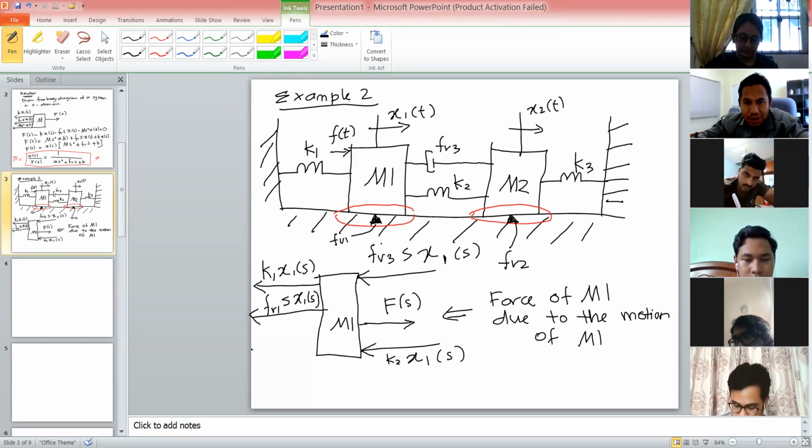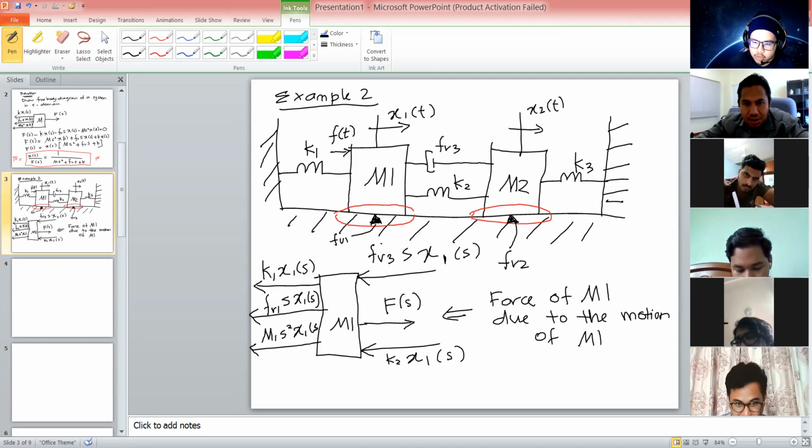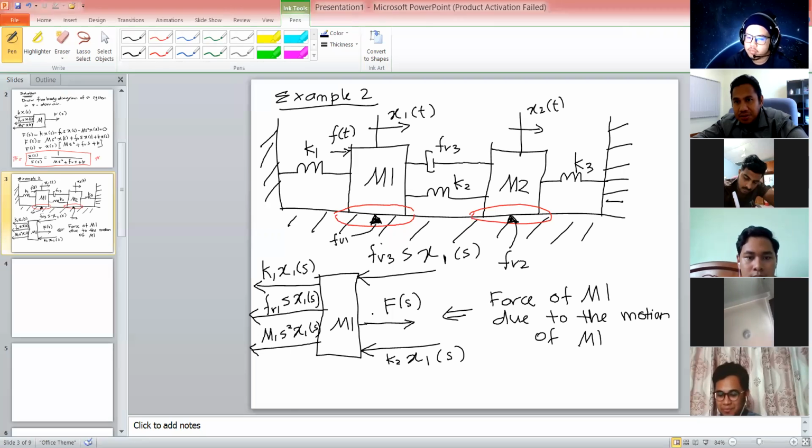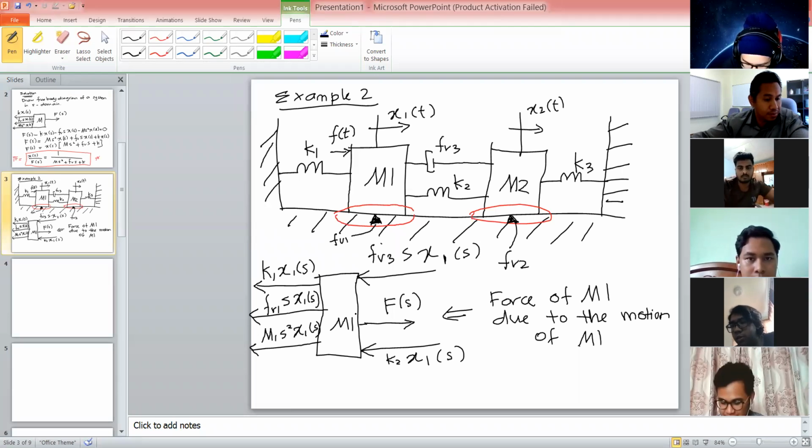Finally, what do we have here? M1 times s squared times X1s. Do you understand up to here? Yes, understood. Okay, now we have the force of M1 due to the motion of M1.